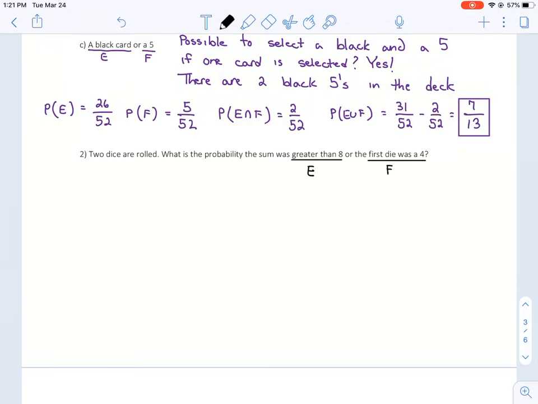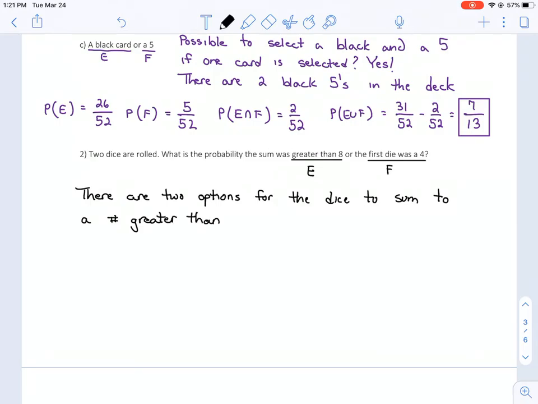And if you look at the chart, there are 2 options for the dice to sum to a number greater than 8 and the first die is a 4.